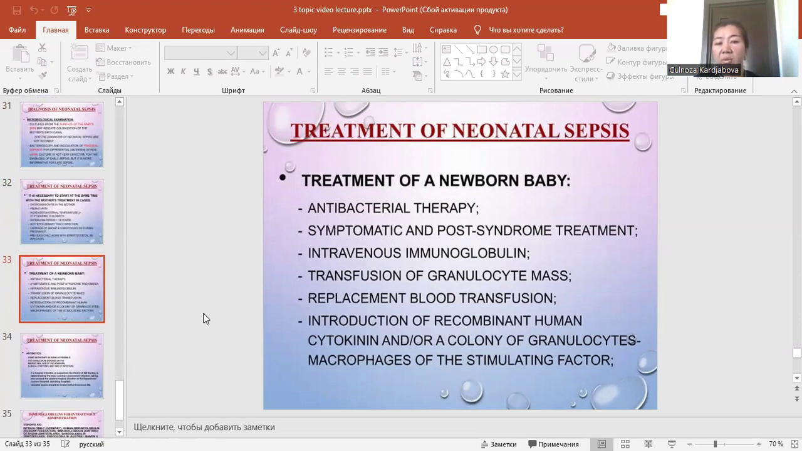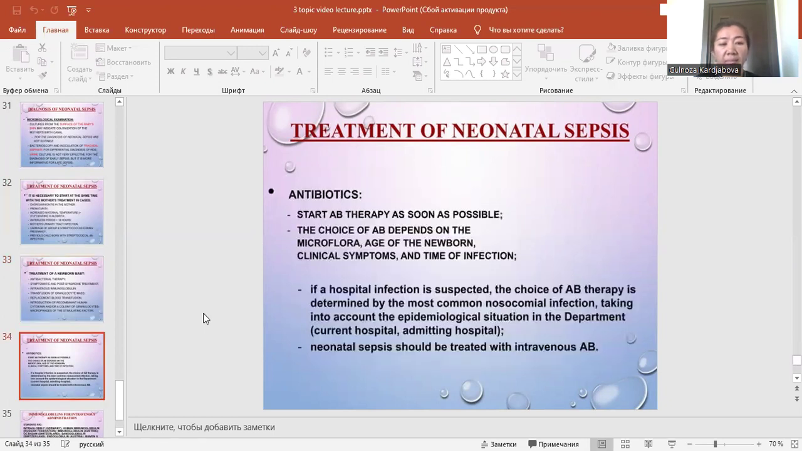Treatment includes antibacterial treatment, symptomatic and syndromic treatment, intravenous immunoglobulins, transfusion of granulocyte mass, replacement blood transfusion, and introduction of recombinant human cytokine and or granulocyte-macrophage colony-stimulating factor.